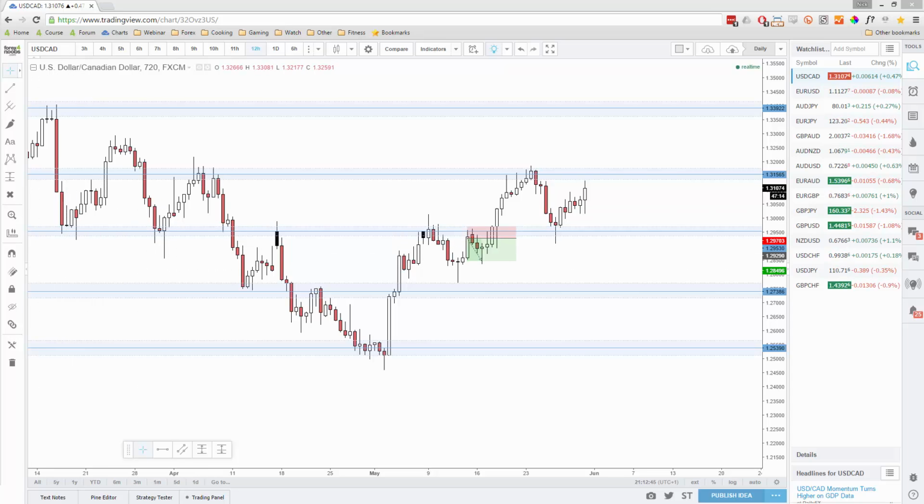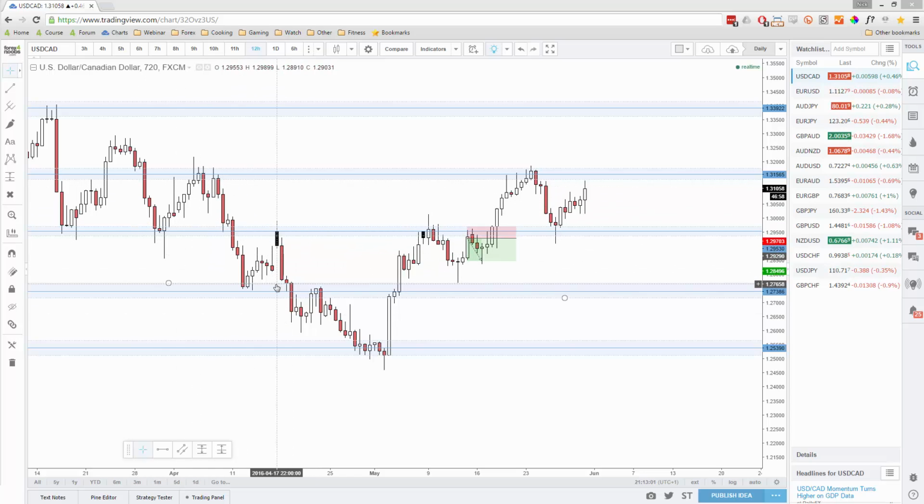I place support resistance areas on the bodies of candles, not the wicks. Some people place them on the wicks down here. I place them on the bodies. I prefer them there. It's personal preference, but that's how I like to do my support resistance areas. So I place these support resistance areas on my chart.